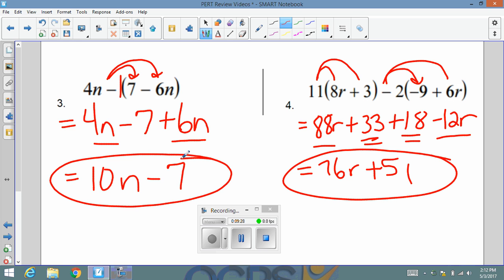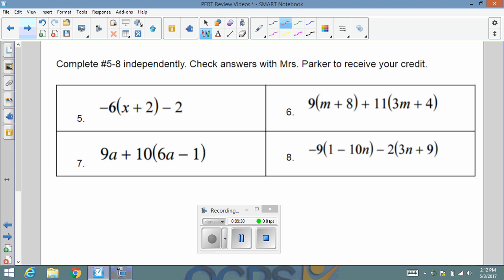Now what you are going to do is work on the remainder of the 4 square. So you're going to continue to work on 5 through 8. On each of these, you've got multiple steps. So you're going to need to show me where you distribute, which is going to be your first step on each one of them, and then show me where you combine your like terms. So you have multiple steps on each of these.